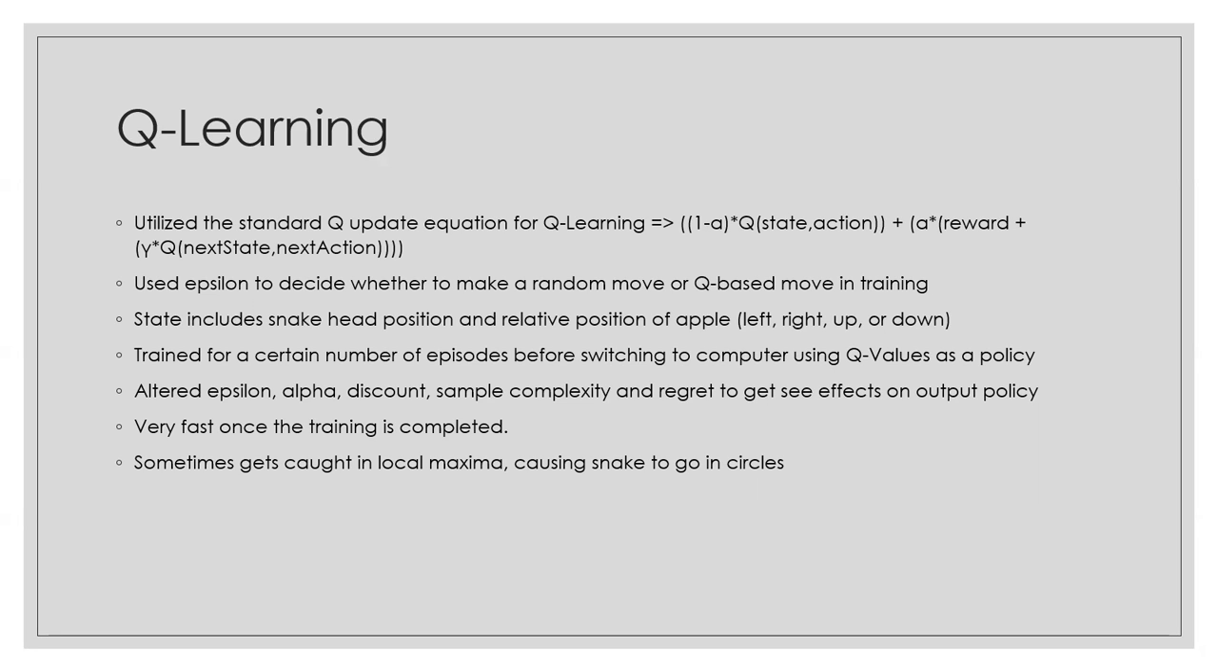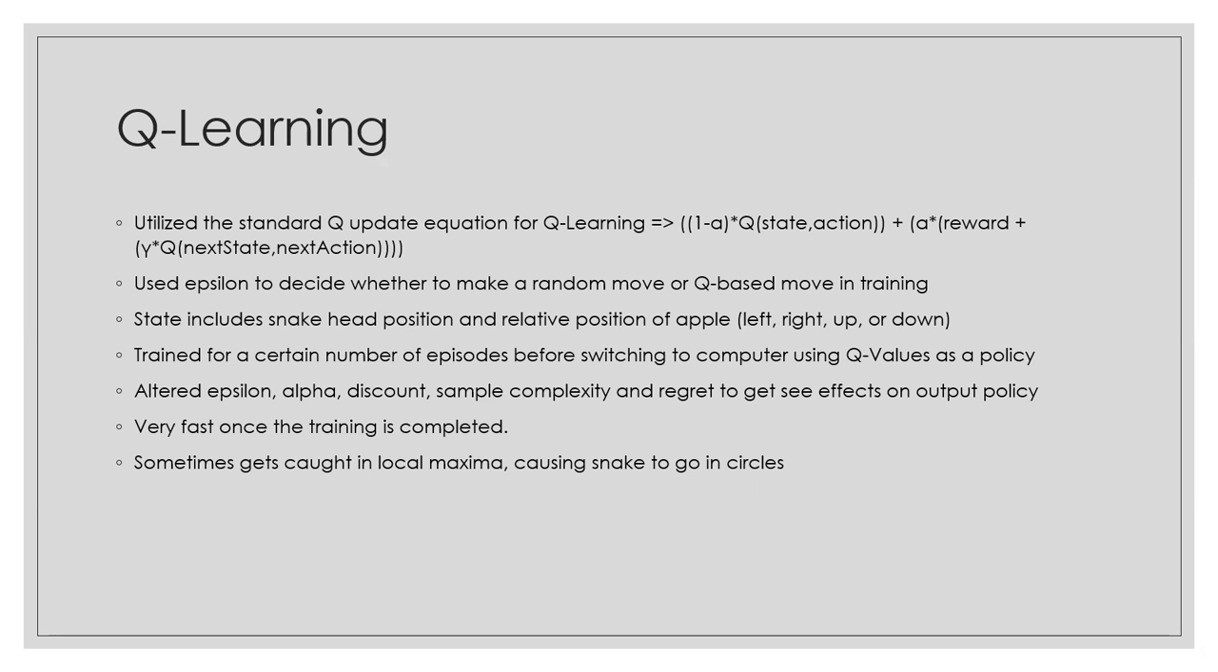Without having the apple involved, the algorithm only learns based off of where the snake's head is, and so the Q values are based purely on where the snake is located, and that is not always going to mean that the apple is anywhere near that space, since the apple moves randomly from space to space every iteration. Every time the snake gets the apple, it moves to a random location. So it is necessary to put, at the very least, the relative position of the apple in as part of the state. I trained it for a certain number of episodes before switching to giving the trained values to the computer to use as a policy.